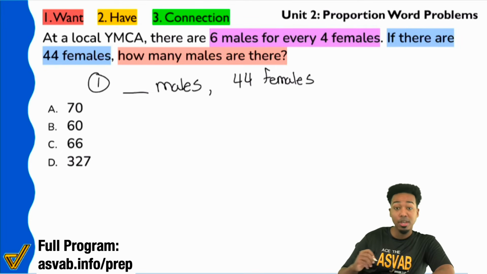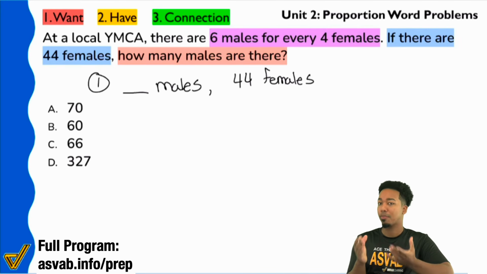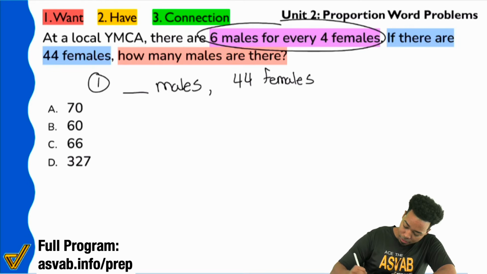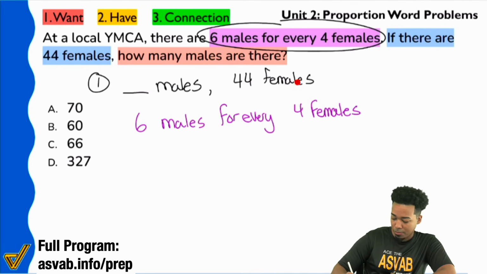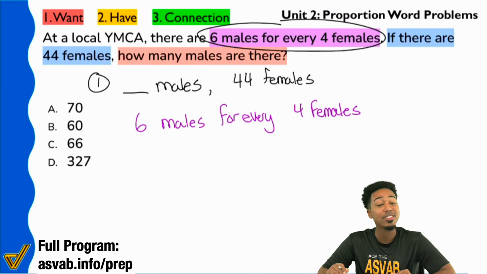I'm going to write down my information and make sure that I compare the same things in the same way. That's the key idea, main idea for proportions. One more time, write it down. Compare the same things in the same way. So here we have 6 males for every 4 females. So I'll write that down in purple. 6 males for every 4 females. Again, compare the same things in the same way. Males first, females second, males first, females second. Just like that.